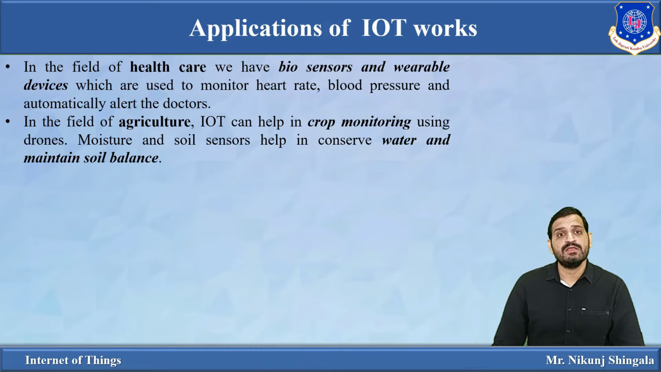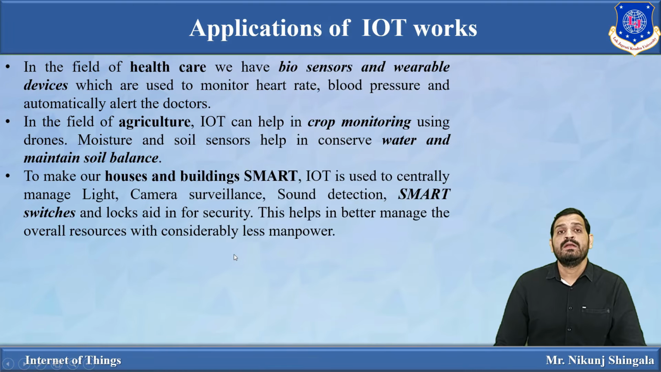In the field of agriculture, how does IoT help? In crop monitoring by means of drones, nowadays drones are available. By means of drone footage, we can find out the disease in the crops. We have moisture and soil sensors available, which help in the conservation of water and maintaining the soil balance.